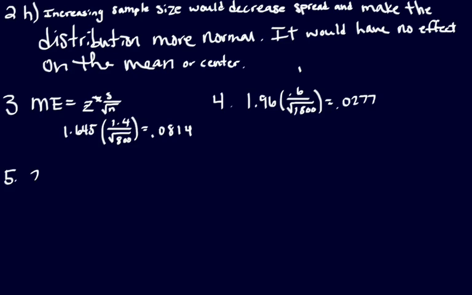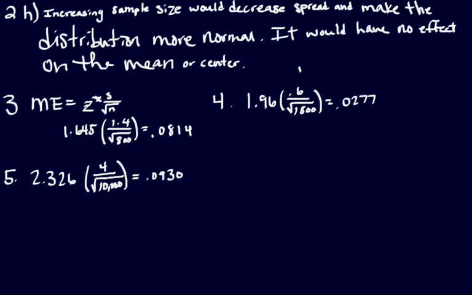So in number 3, we get 0.0814. And number 4 is 0.0277. And in number 5, you got 0.0930. So if you wrote these as percentages, it would be 8.14% for number 3, 2.77% for number 4, and 9.3% for number 5. Okay, this really is directly right into the formula. Really not a lot of variation on all that.